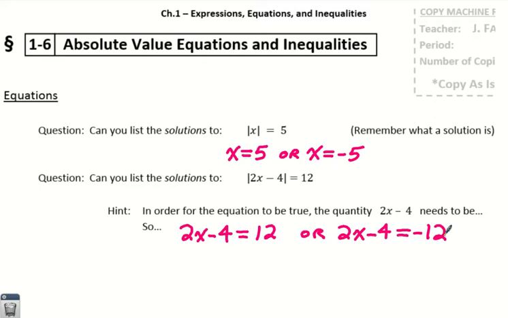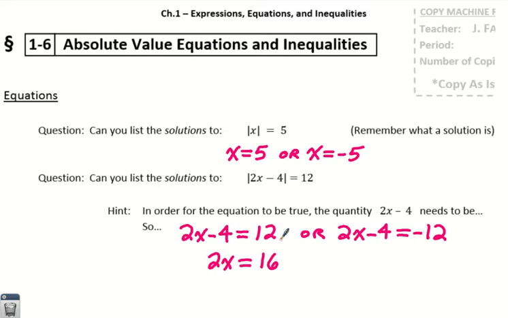And then you can go off of that and eventually figure out what x would have to equal to satisfy this case. And then you could also figure out what x would need to be in order to satisfy the other case, the negative case. So some textbooks and teachers might use that word a lot, two cases. You have the positive 12 case and you have the -12 case.